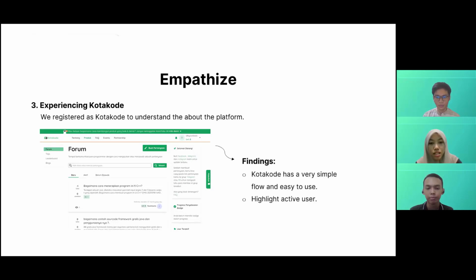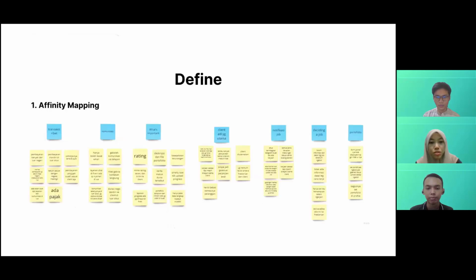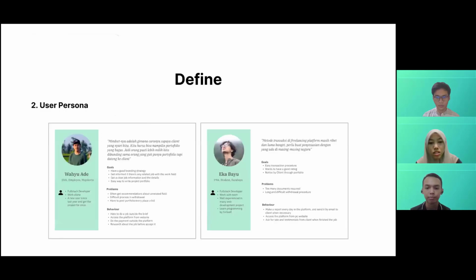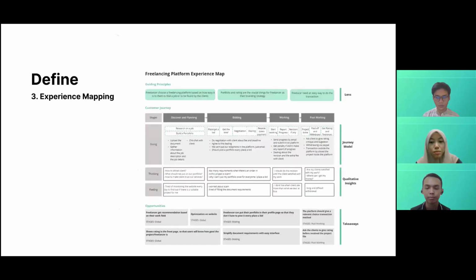Moving to the next stage, that is define. We mapped the users' answers into an affinity map to get the pattern in their answers, and here are the results. Then we mapped them again into this quadrant to find the strengths, weaknesses, opportunities, and threats. After that, we created the user persona based on our findings in user research to keep our focus in designing the platform. Then we made the conclusion from the research on the experience map.